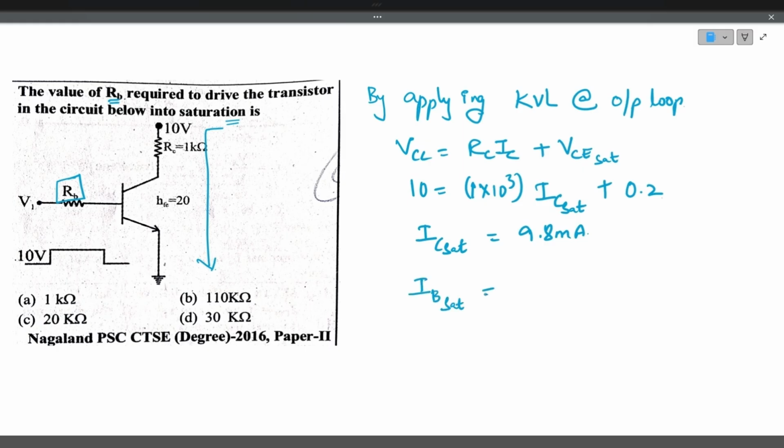Why are we calculating the saturation values? Because he's telling that the transistor should be driven into saturation. So if the transistor is working in saturation, the current flowing through the collector resistance is the saturation collector current. Similarly, the base current that is flowing into the base terminal is the base saturation current, IB saturation. So what is IB saturation? That is nothing but IC saturation divided by beta. That is 9.8 milliamps divided by beta value 20. So the IB saturation will be approximately closer to 500 microamperes.